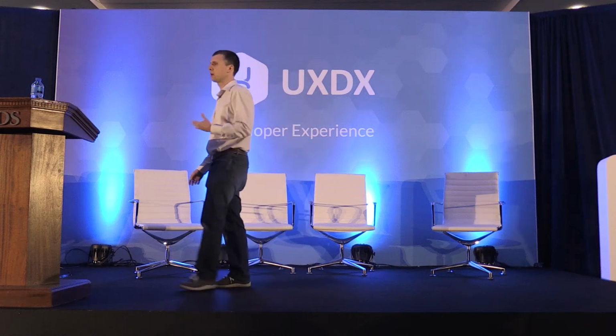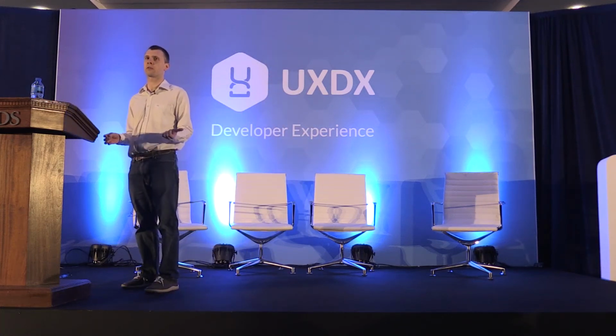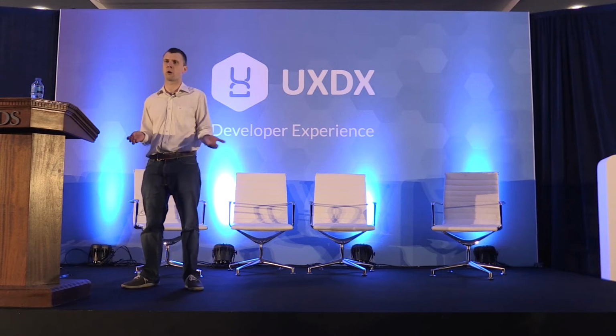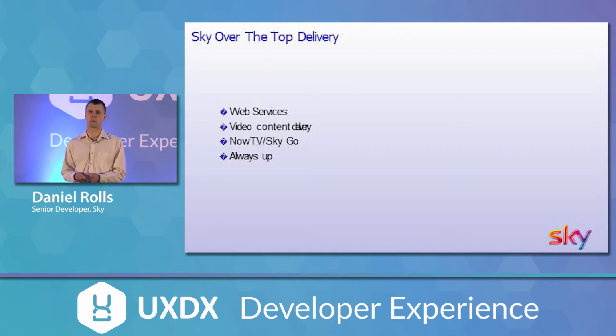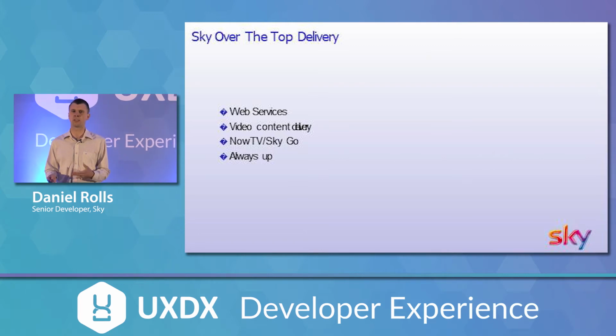So at Sky, we build services to coordinate the delivery of video content over the internet. The brands you might be familiar with are Now TV and Sky Go. Now, our services run 24/7. We see usage peak in the evening when everyone comes home and starts watching their favorite TV programs. We see usage bottom out in the middle of the night when everyone's in bed.